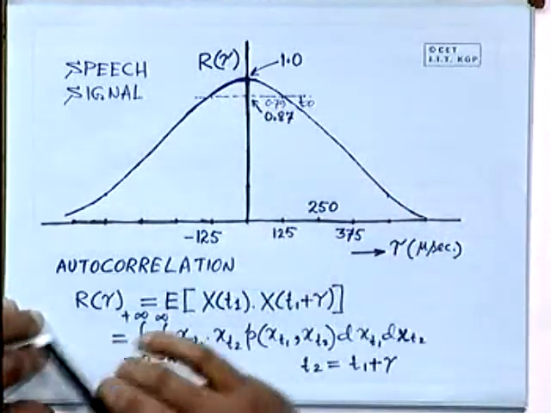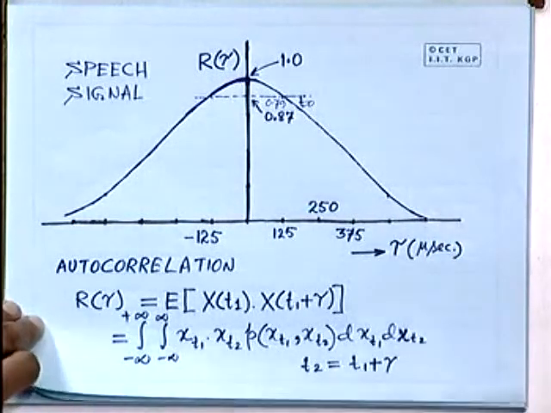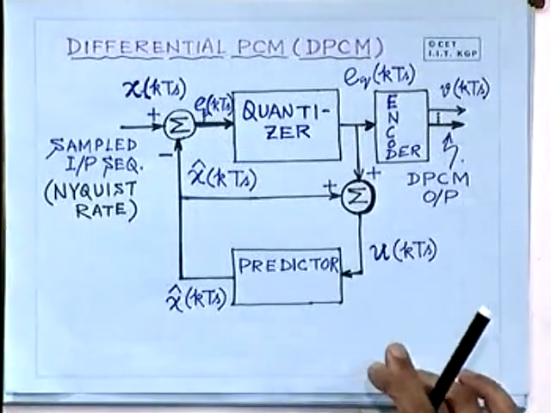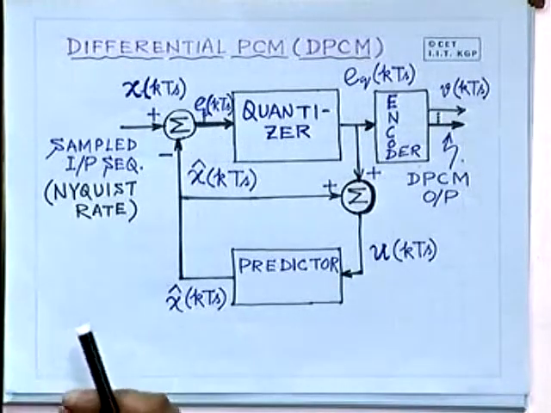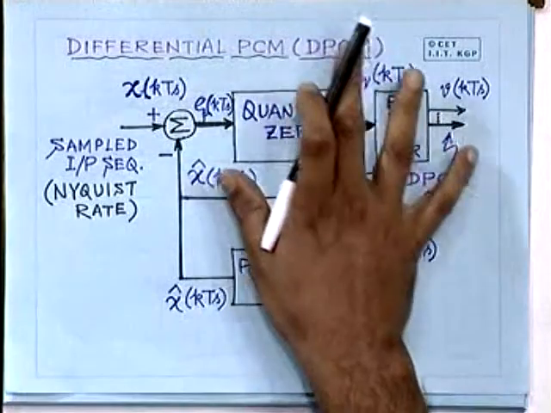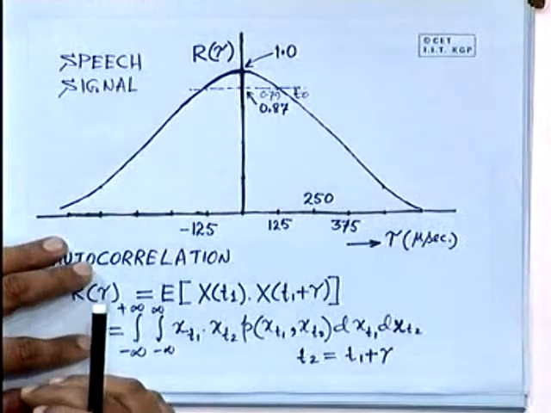This is one interesting feature which we can make use of, and we try to make use of it in the design of the differential PCM scheme, DPCM in short. We can perhaps guess a little bit, even if I do not explain this diagram. Think about utilizing this feature and use your known techniques of PCM, sampling, quantization, etc. You perhaps can guess what this differential PCM is going to look like.